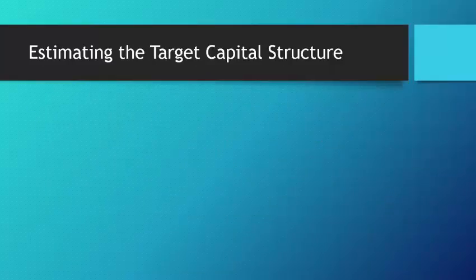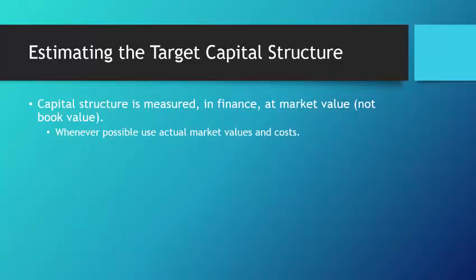So here we go. Number 1, estimating the target capital structure. Capital structure is measured in finance at market value, not at book value. Whenever possible, we're going to use actual market values and costs. And by the way, when I say costs, I mean cost of capital. Whenever possible, we'll use that, but in the case of debt, it's almost never possible. So we're going to be using a lot of book value of debt, market value of equity.